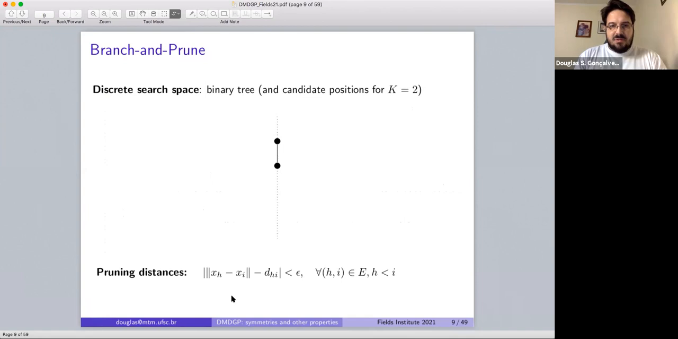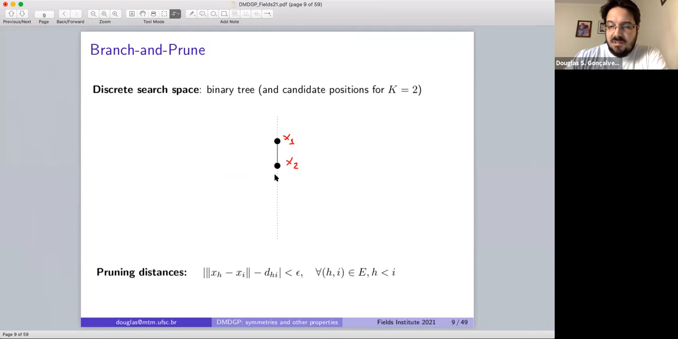Actually, the binary tree is an abstraction, just to represent the possible choices that we have for each vertex position. But in particular, when the dimension is K equal to 2, I can draw in the same figure the binary tree and also the candidate vertex positions. So that's what we're going to do. Suppose you have your first vertex x1 that you could place at the origin of the plane, for instance. And the distance between 1 and 2 is given by this line segment. Then x2 would be here. And this is our initial K-clique.